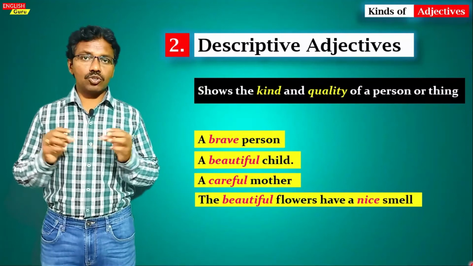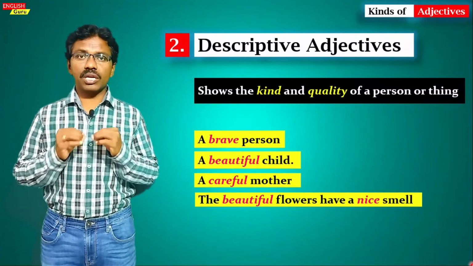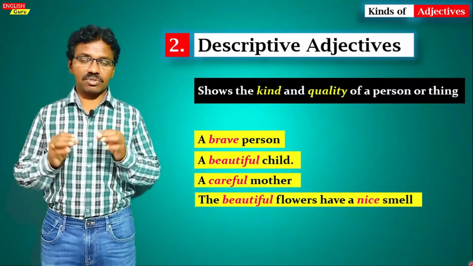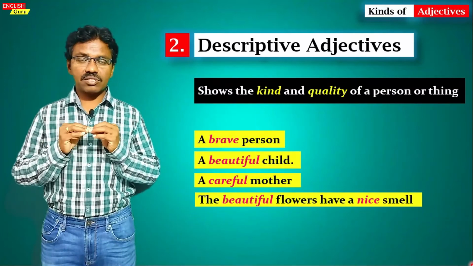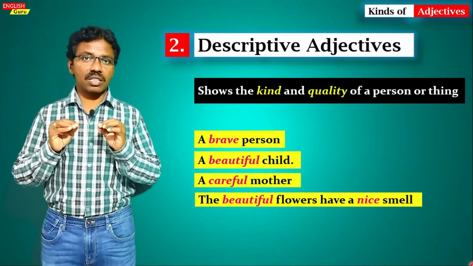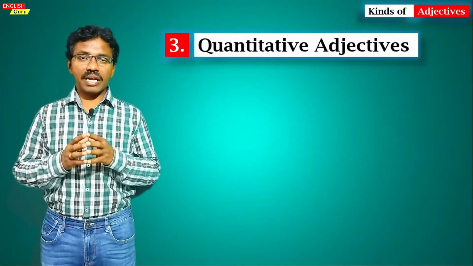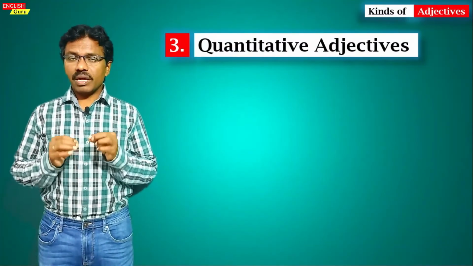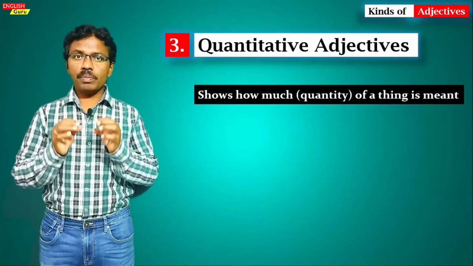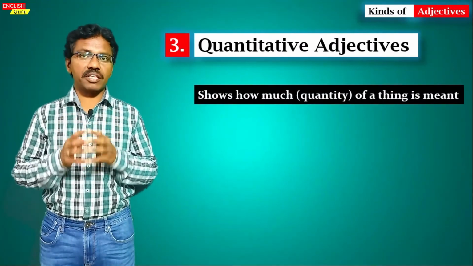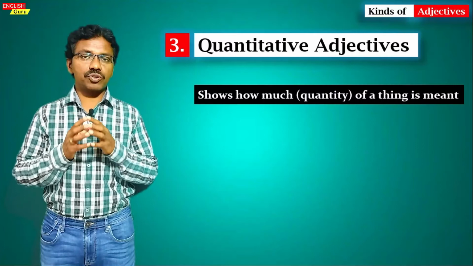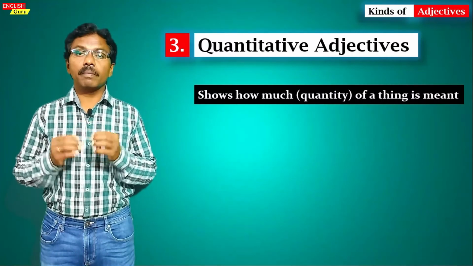They are describing or talking about nouns, so they are descriptive adjectives. Descriptive adjectives describe a person or a thing. They talk about a quality. And the third one is quantitative adjectives. Quantitative adjectives show how much quantity of a thing there is, or how much quantity of a thing is meant.